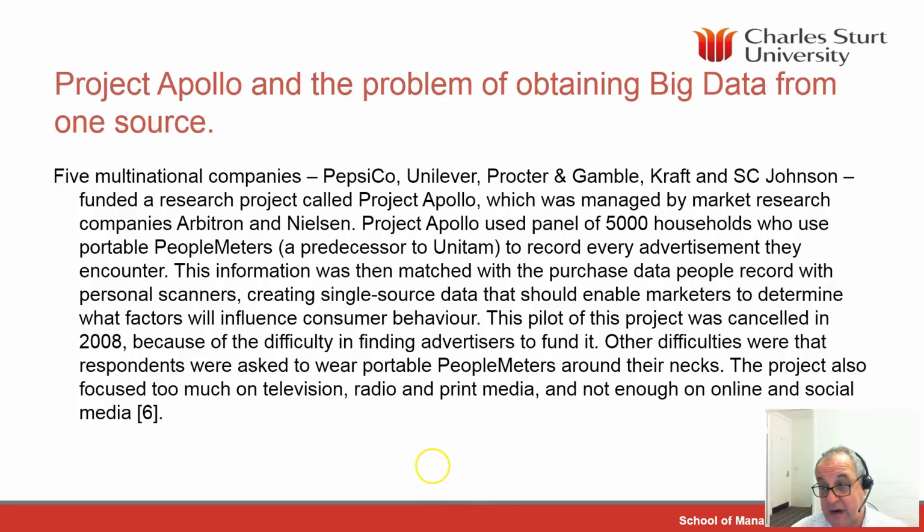Now, firms don't always get it right, and here's an example where they don't. Five multinational companies working with Nielsen, you can see them listed there, and Arbitron, who are also a large market research company, worldwide, tried to create their own big data set using panel data, so people who pay to be part of a panel, with portable people meters, and these are things that record all the media that they come into contact with, radio, television, and so on, and personal scanners. So then these same people would scan the groceries they bought, creating a single source data set which links purchases with exposure to advertising.